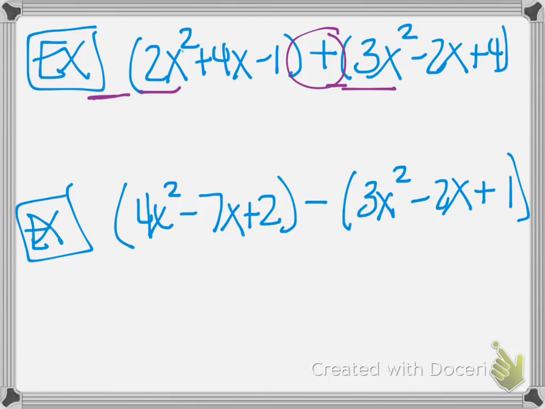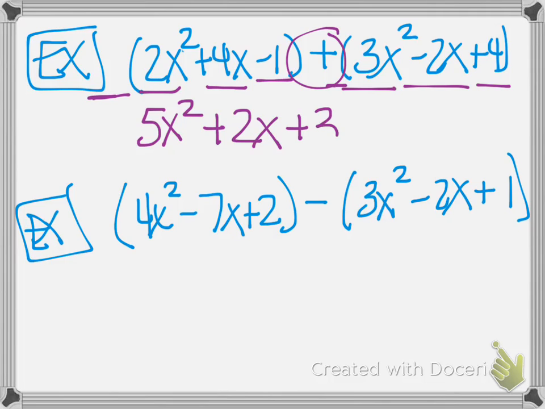So 2x squared and 3x squared total up to be a 5x squared. 4x and negative 2x leave me with a positive 2x. And finally, that negative 1 and positive 4 would be plus 3. And so that would be the answer.